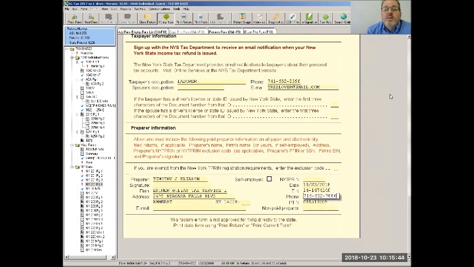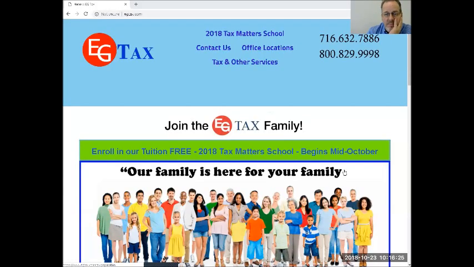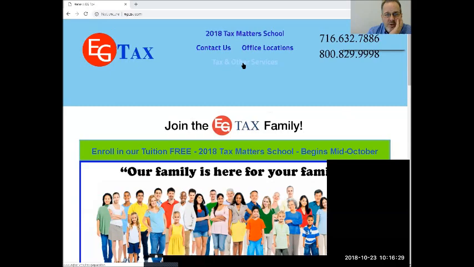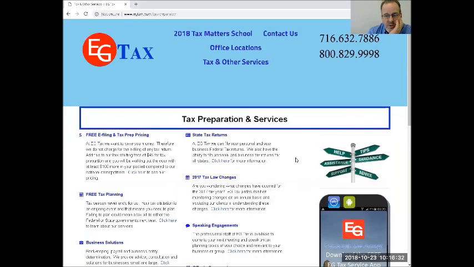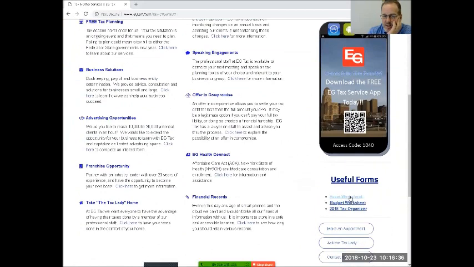Hold on one second. I'm going to show you what I will give my clients. On our website, on the egtax.com website, there's a thing called tax and other services. On the right, I put some forms in there. See where it says asset worksheet?